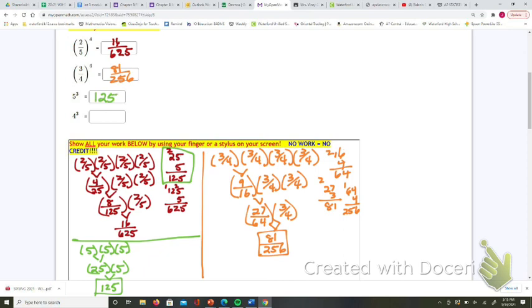Okay, now we're ready to do the last one. And the last one is 4 times 4 times 4. So we have 4 times 4 times 4. Okay, 4 times 4 is 16. And then we have 16 times 4. Okay, we did that one in the orange. 16 times 4 is 64. And there we have it.